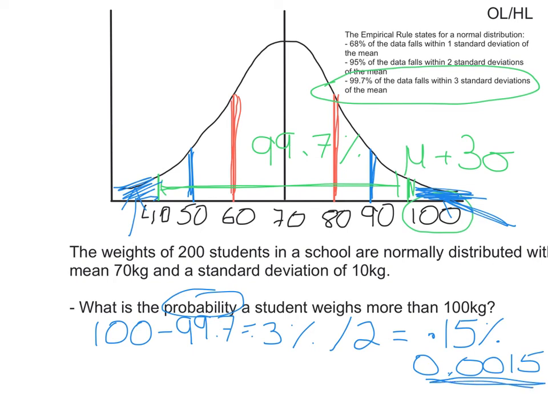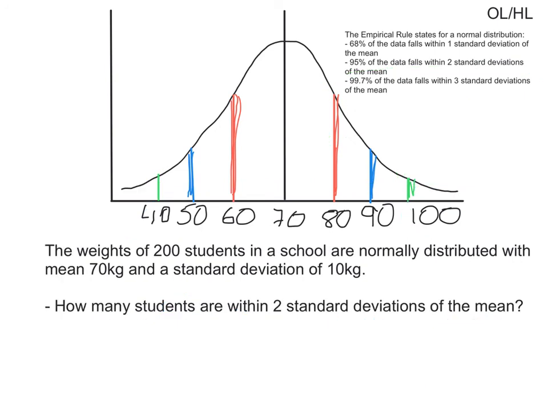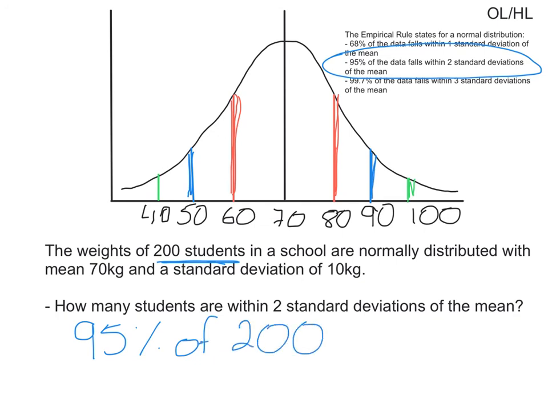Now moving on to one more question. The last question asks us how many students are within 2 standard deviations of the mean. From point 2 of our empirical rule, we know 95% of students are within 2 standard deviations of the mean. From the question, we know there are 200 students. So if we find 95% of the 200 students, we will find how many students are within 2 standard deviations of the mean. 95% of 200 students is 190 students.